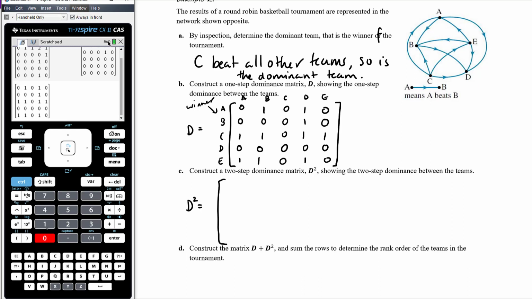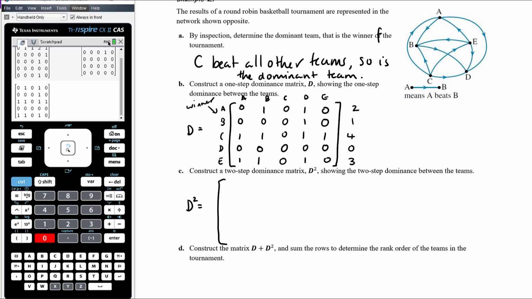So if I looked at my one-step dominances, I see that Team A beats two other teams, so I'm adding up the row there. Team B beats only one other team, Team C beats 4 teams, Team D beats no teams, and Team E beats 3 teams. So actually we have a clear dominance just from the one steps, and so we wouldn't actually calculate D squared in this instance. I'm going to do it because the question asks us to go through that process, but you would only go on and consider D squared if you had a tie, say for example.